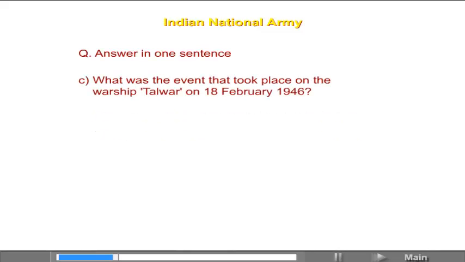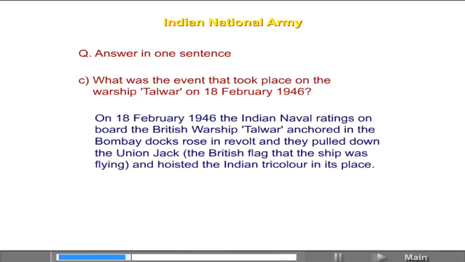What was the event that took place on the warship Talwar on 18th February 1946? On 18th February 1946, the Indian naval ratings on board the British warship Talwar, anchored in the Bombay dock, rose in revolt and they pulled down the Union Jack, the British flag that the ship was flying, and hoisted the Indian tricolour in its place.